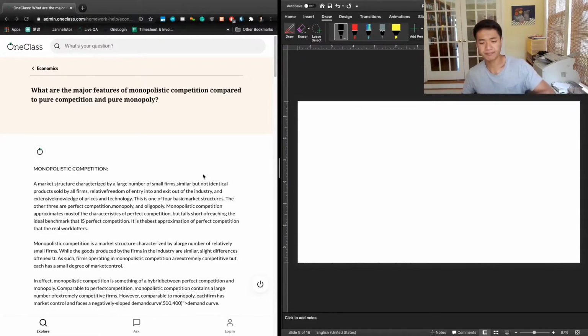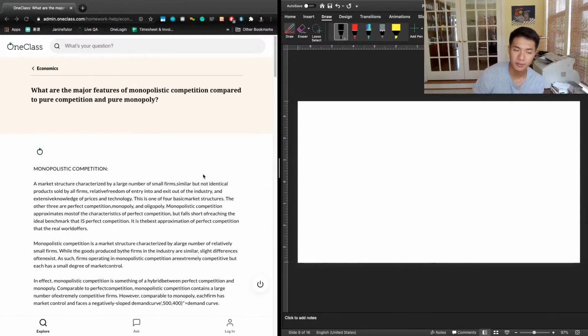Okay. So we went over this a little bit in the first question today, but again, monopolistic competition is somewhere in between pure competition and pure monopoly. It takes on traits of both industries. In monopolistic competition, just like in pure competition, you'll see a large number of producers, right? And this is different than monopoly, where there's only one producer.